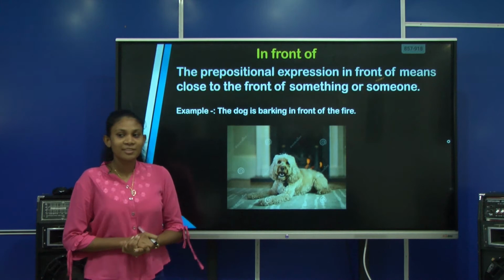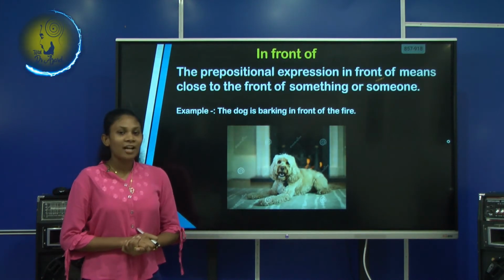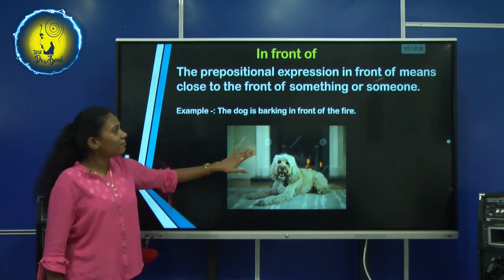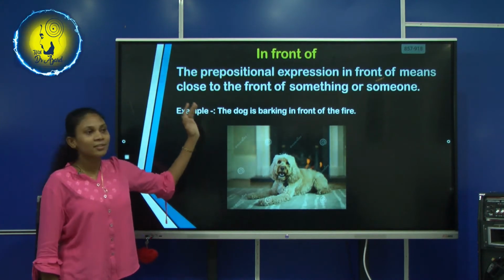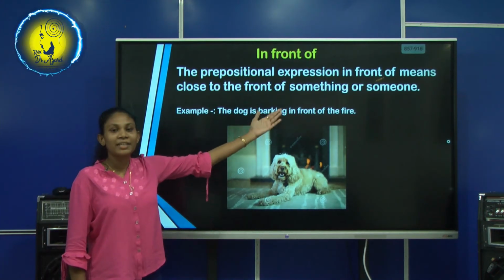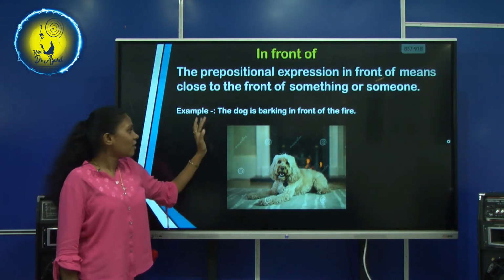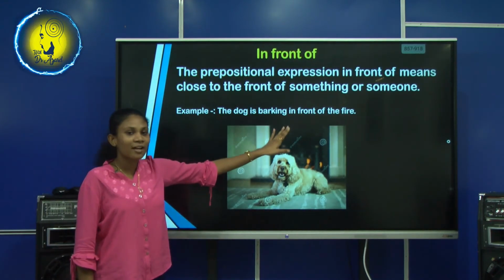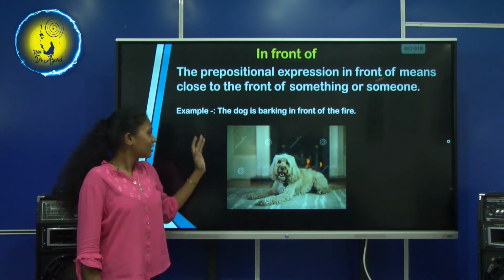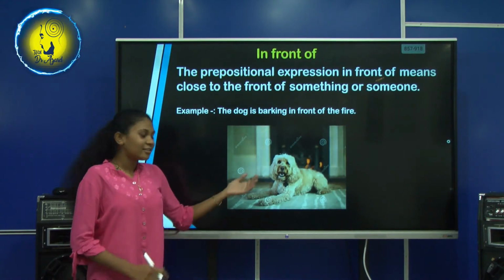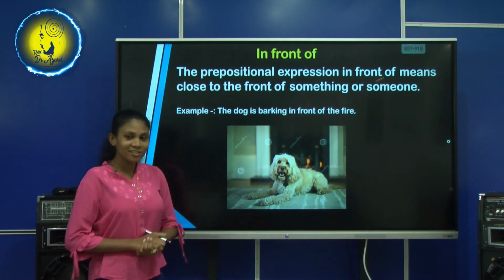Our next preposition is in front of. In front of means close to the front of something or someone. For example, the dog is barking in front of the fire. Look at this picture. There is a dog, no?